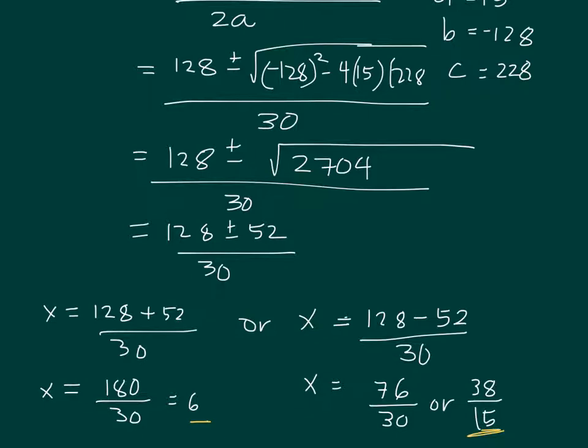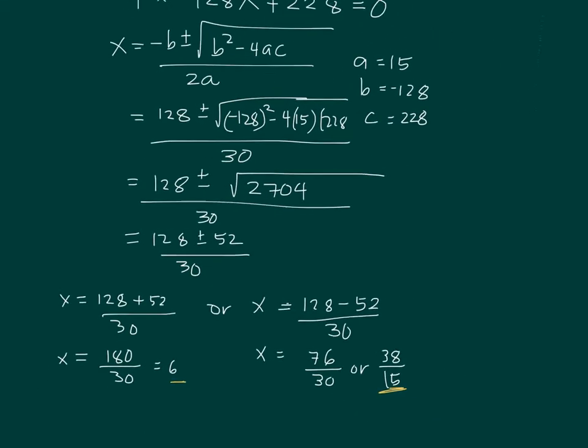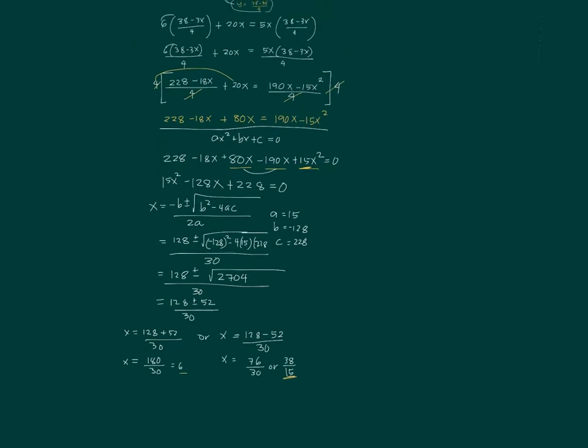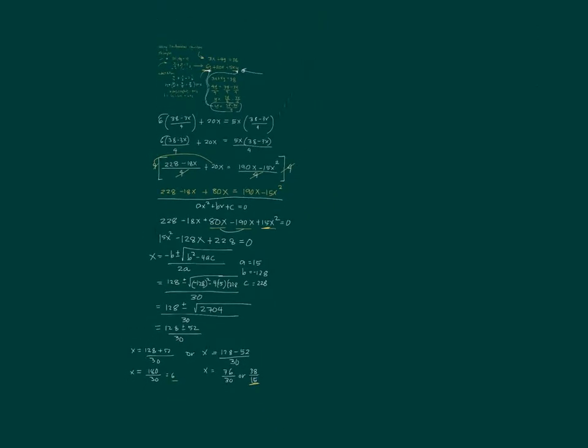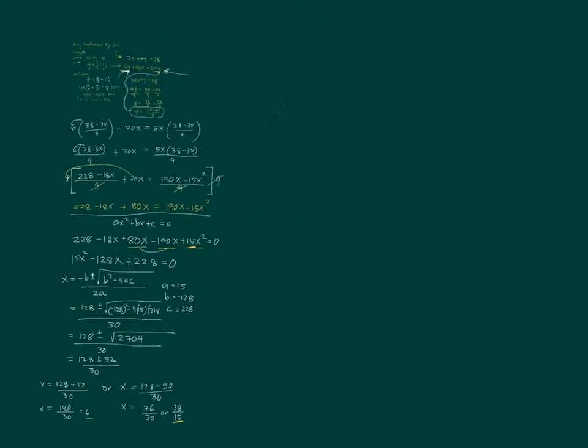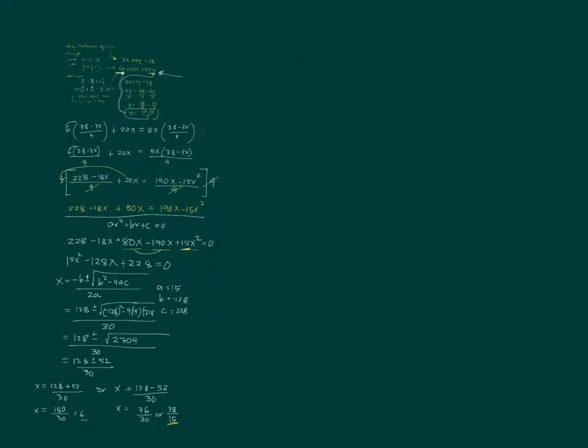So we're very close to finding the answer to the simultaneous equations. We already found the values for x. The next step is to find the corresponding values for y. Okay? So remember, we have an equation for y, and we found it to be 38 minus 3x over 4. So to find y, we use the x that we found.